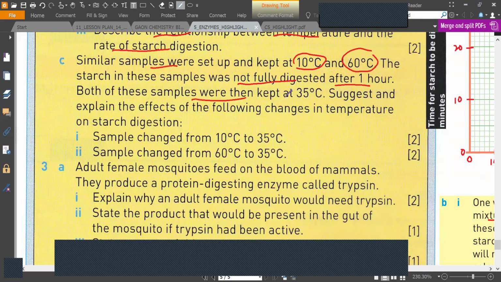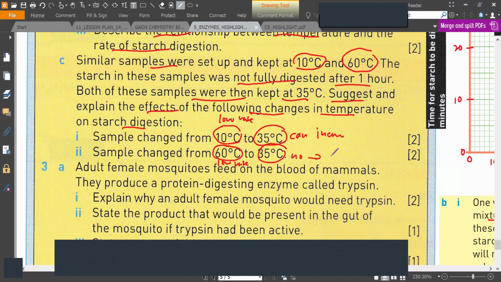Both of these samples were then kept at 35 degrees. Suggest and explain the effect of the change in temperature. If we take the 10 degree sample, this is a low rate of reaction, and this one is also a low rate of reaction. But if we go to 35 degrees, now it can increase again, no problem. But if we take 60 degrees to 35 degrees, no, because it's already denatured. That's the difference.